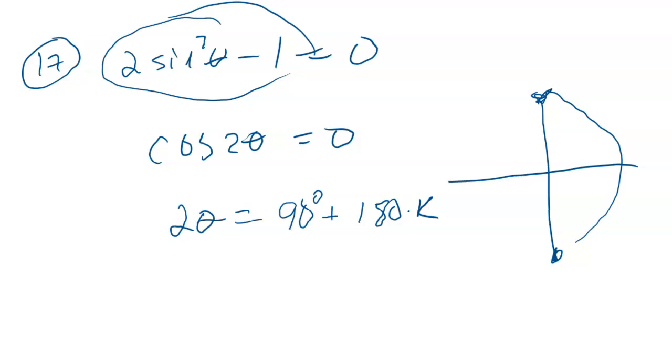I can have it as two separate ones, but I kind of like it condensed as one. And so what's theta equal to? Theta is equal to 45 degrees plus 90k if I divide both sides by 2. Again, we solved this for 2 theta, and then we're solving for theta just by dividing by 2. That's not bad. Hopefully that's logical.